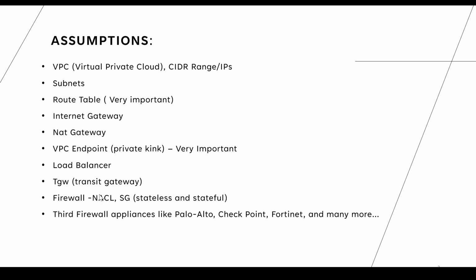And a security group acts as a virtual firewall for your EC2 instances to control inbound and outbound traffic. So they are stateful, meaning if you allow inbound traffic on a port, the return traffic is automatically allowed. So that is the big difference, right? So you should know the difference between the NACL and security group.